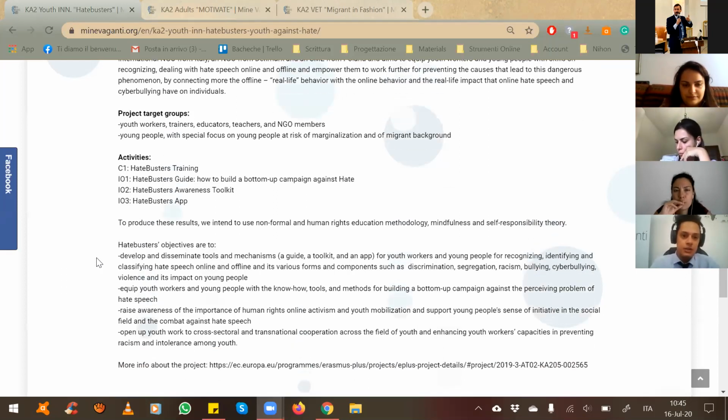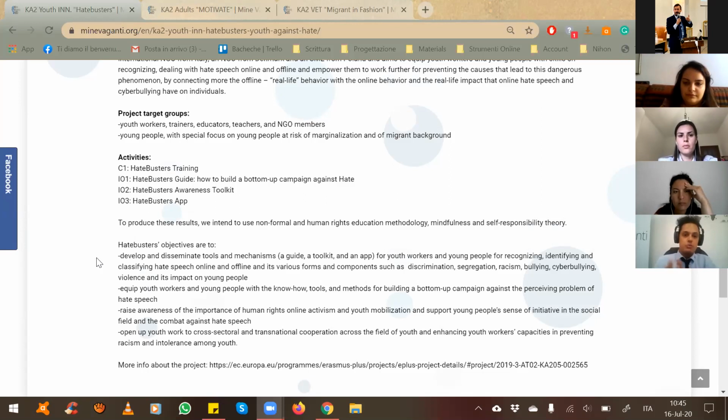You can see the objectives as the final result. You're doing all of this, and this is where you want to get. You are developing these new methodologies, developing this new training, working with youth workers. You want to get to the youngsters in order to do what? To develop and disseminate tools and mechanisms for youth workers and young people, to equip them with the know-how, tools and methods for building a bottom-up campaign, to raise awareness of the importance of human rights online, activism and youth mobilizations, and to open up youth work to cross-sectoral and transnational cooperation across the field of youth.